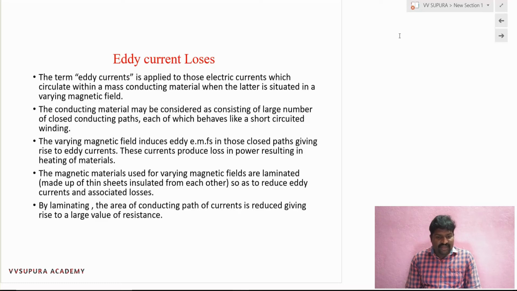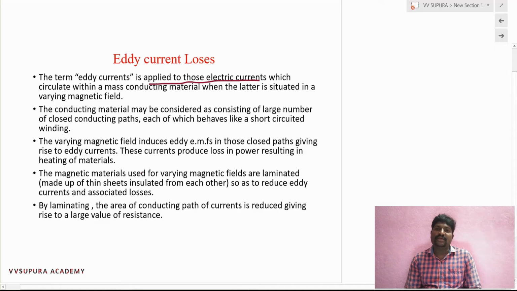Okay, so the term eddy currents is applied to those currents which circulate within the mass of conducting material when it is situated in the varying magnetic field. So when that varying magnetic field is applied to that iron core, some small eddy currents will be generated. The conductor material may be considered as consisting of a large number of closed conducting paths, each of which behaves as a short circuit.